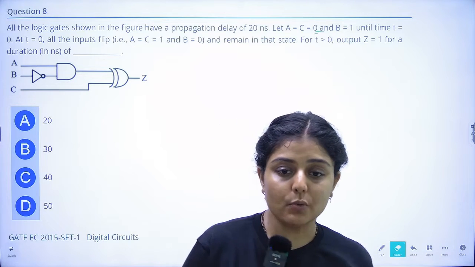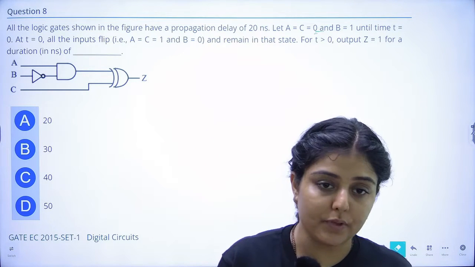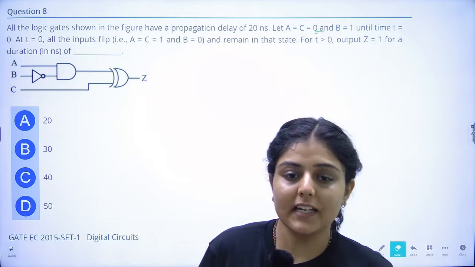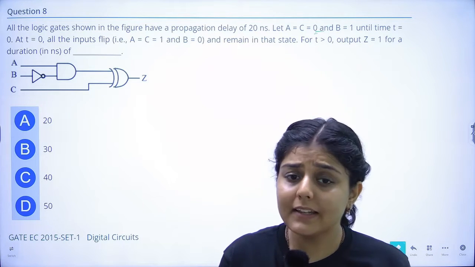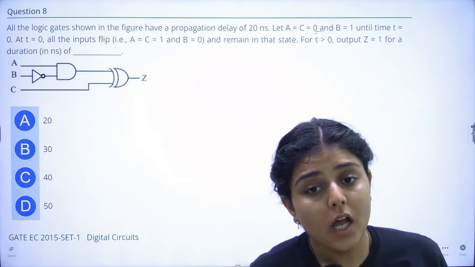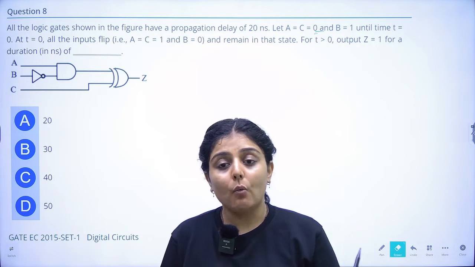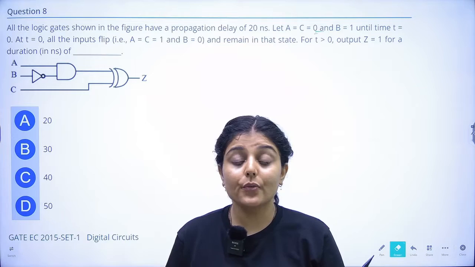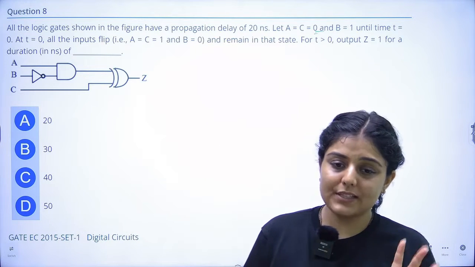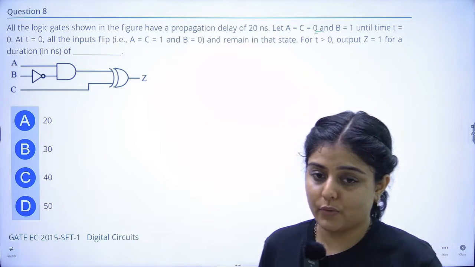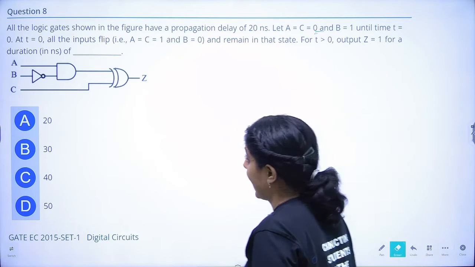At time t equals 0, they flip all the inputs. So inputs A and C will become 1 and B becomes 0. Okay, and they remain in that particular state after that, right? For t greater than or equal to 0, for how long will the output Z be equal to 0? The best way to solve this type of question is by using timing diagrams.